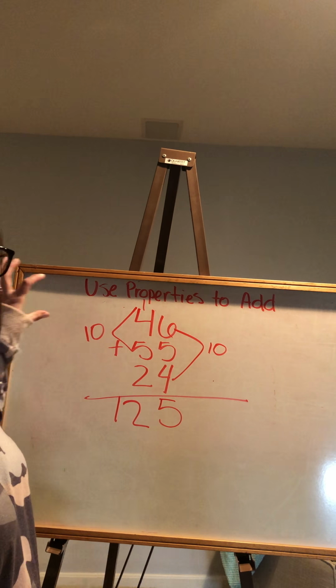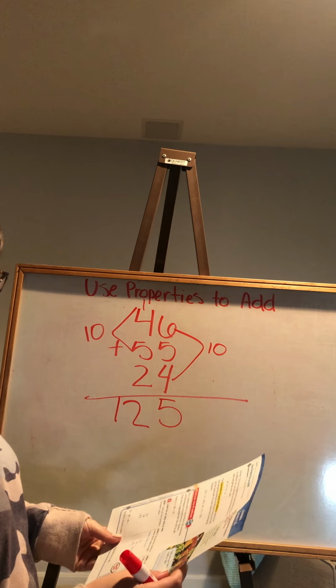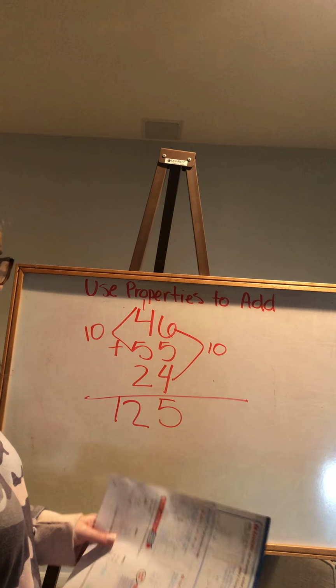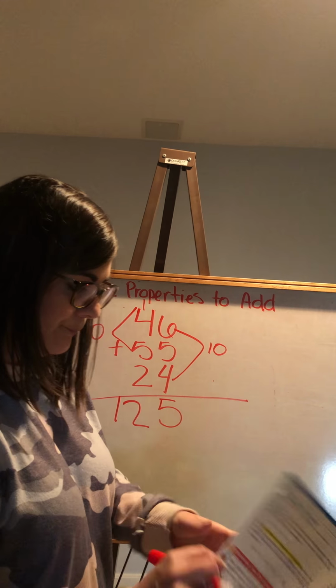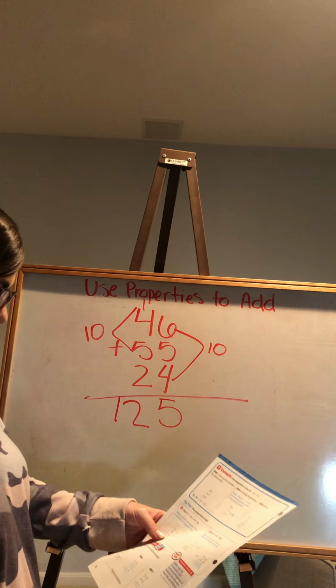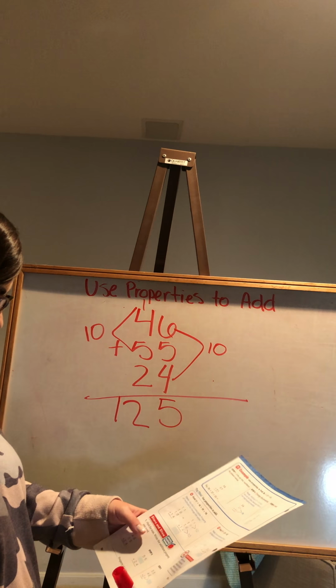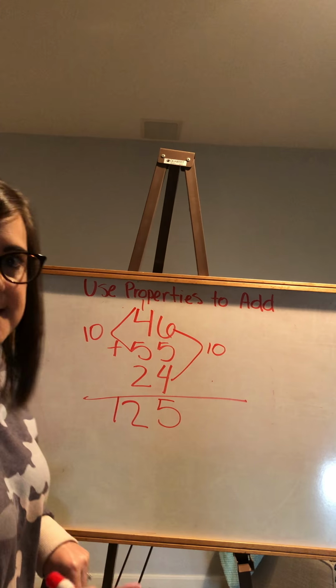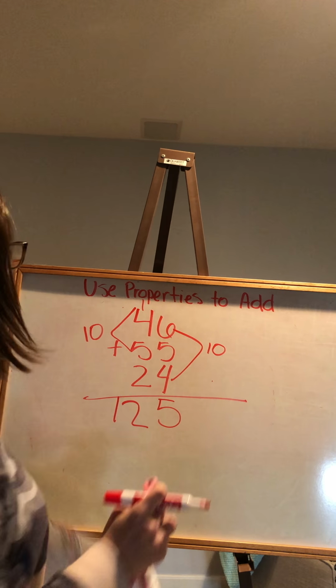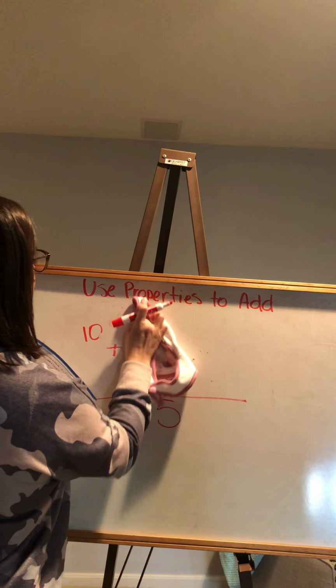This is the commutative property, okay? The commutative property of addition. You move the numbers around, but we still got the same answer. So now, where was I? We can do... Let's do one with the associative. I'm going to use the exact same numbers for the associative property and show you the difference.